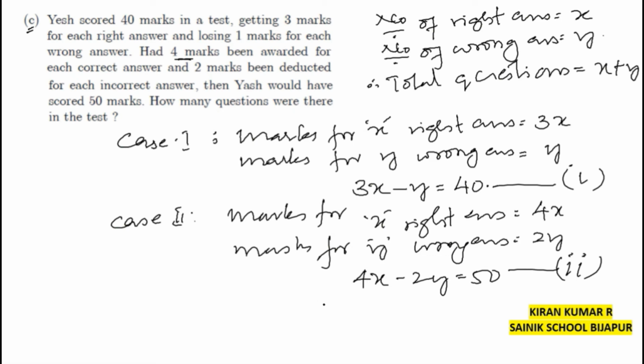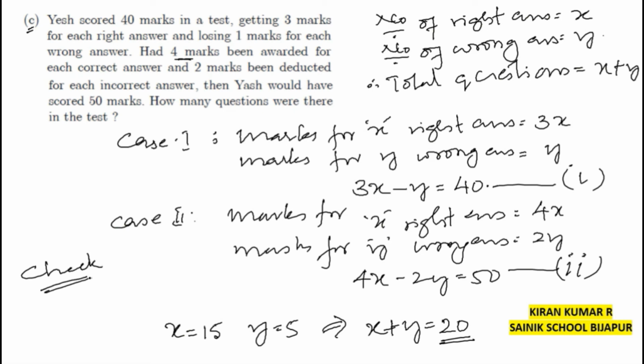And let me tell you, you will get the answer. Cross check it. You will get the answer as x equal to 15, which means 15 right answers, and y equal to 5, which means 5 wrong answers, and the total number of questions he has attempted in the examination is 15 plus 5, nothing but 20. Please check your answer.